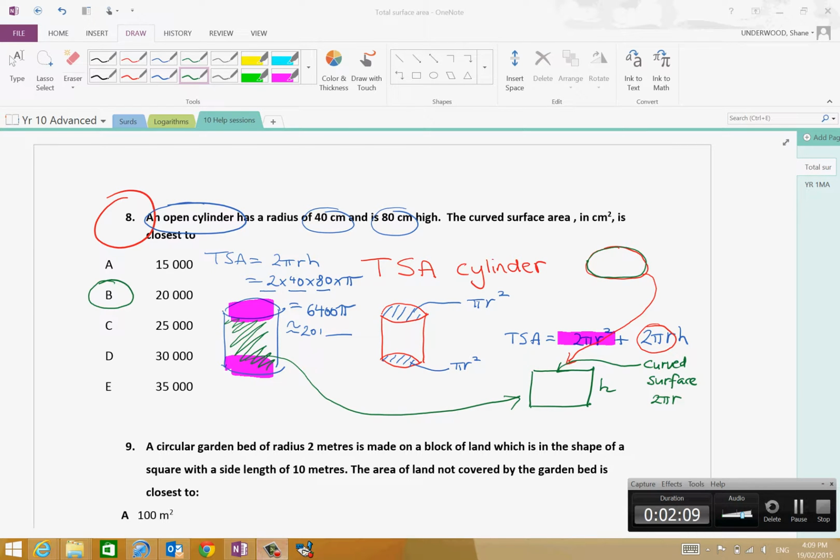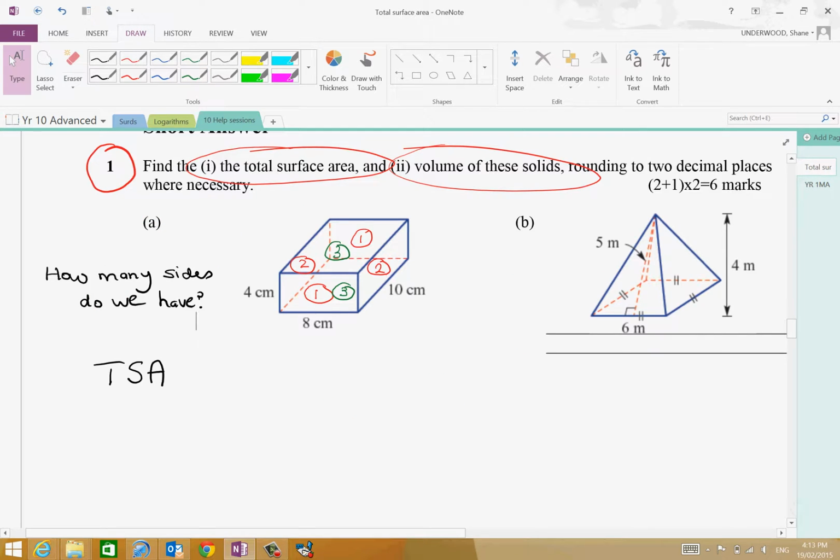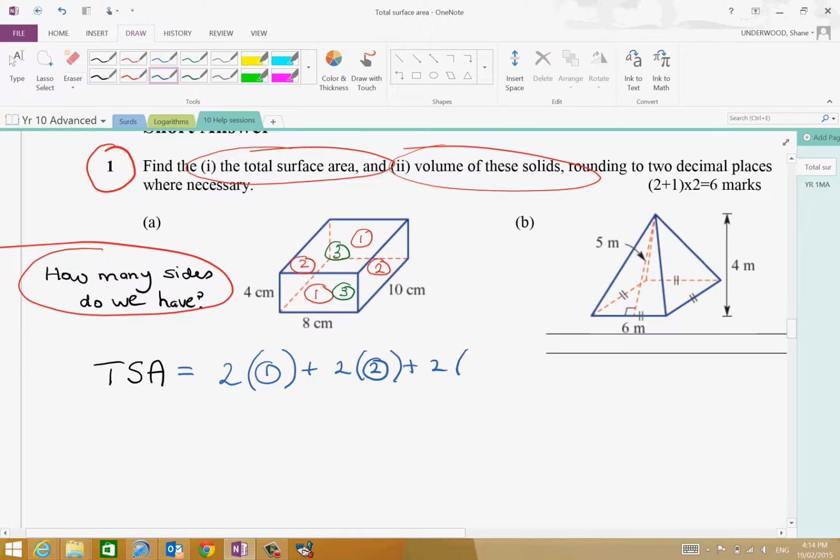Okay, so the important thing with this one to remember is how many sides do we have? Make sure you have all of the sides. When it comes to a cuboid or something along those lines, you've got 6 sides. So what we need to do is, for our total surface area, we've got 2 times the area of 1, plus 2 times the area of 2, and plus 2 times the area of 3. You always will have that when it comes to a cuboid.